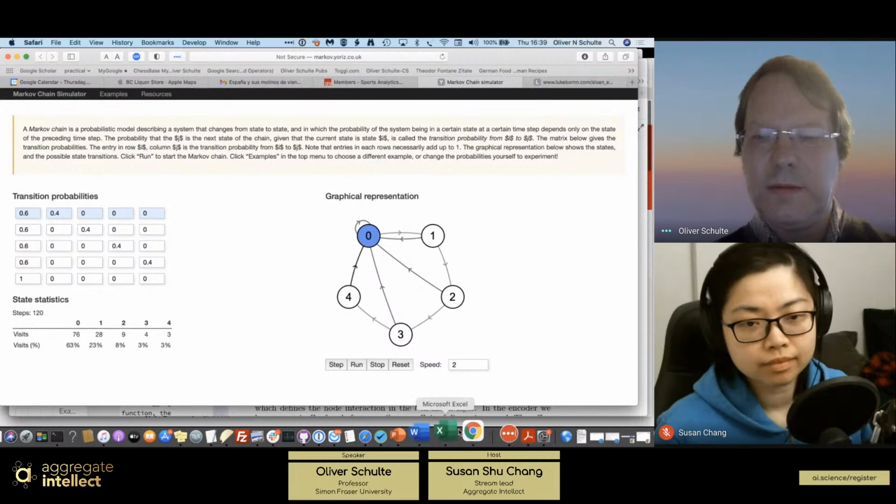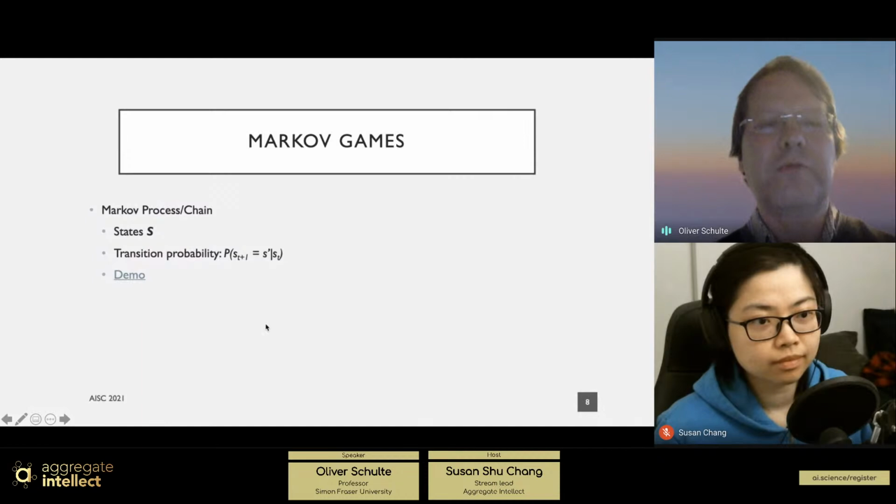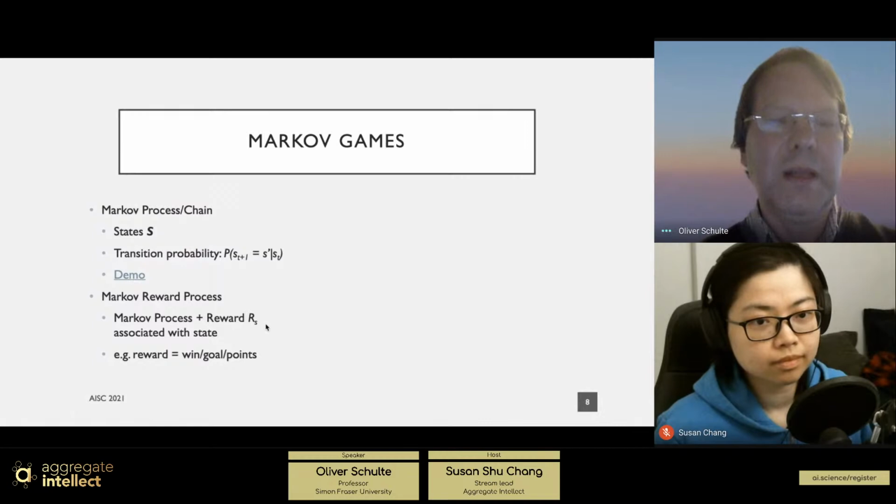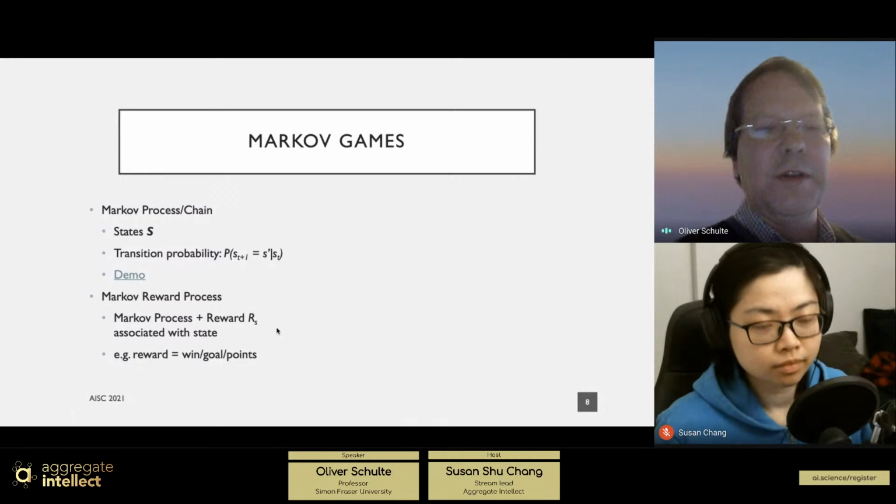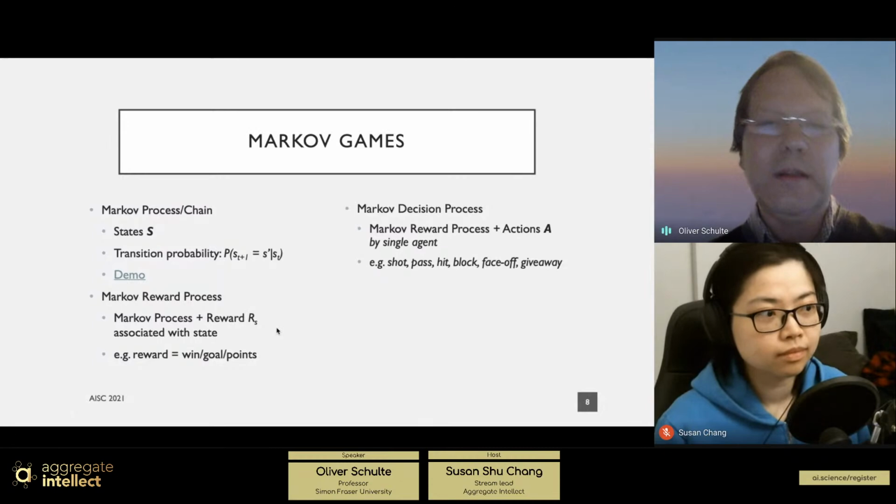Okay, going back to my slides. From this basic model, if you add more and more components, you eventually get to a Markov game. The first component is a reward, which measures how desirable a state is for an agent. That will give you what's called a Markov reward process. In sports, a reward would be something like winning the game, scoring a goal, scoring a certain number of points. That depends on the application. Then you can add actions, and you get what's called a Markov decision process.